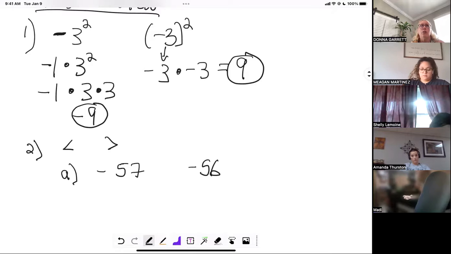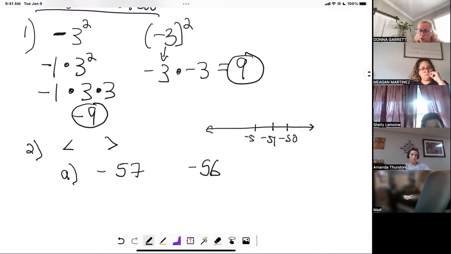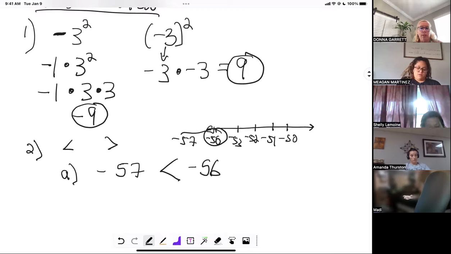Now, negatives are always confusing because they're sort of backwards, right? So if you forget, try to think in your mind or even draw a picture of a number line. So let's say I do -50. This would be -51, -52, -53, and I just drew something to help you remember. So -56 is going to be before -57. So -56 is the bigger number, and -57 is less than -56.